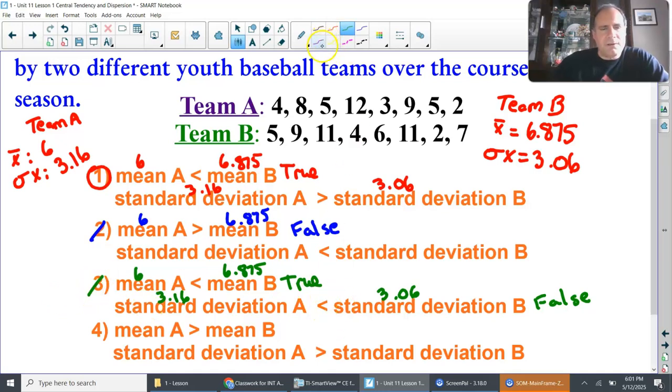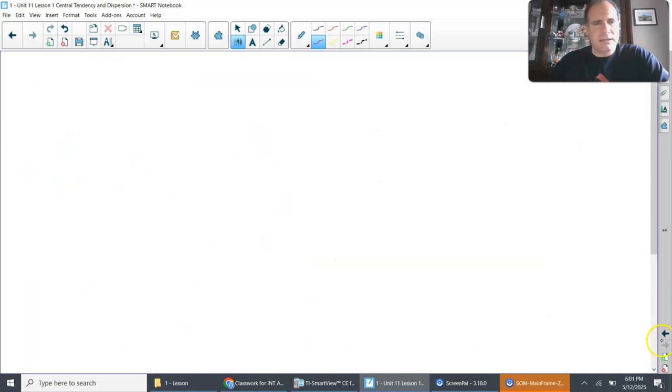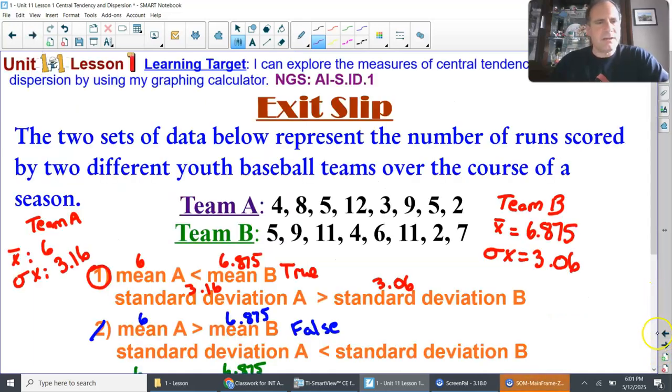And then the last one that we're going to do, the mean of A, which is 6, is that greater than 6.875? No, it's not. And that's false. And that's it. So 1 is your answer. And that's it for the lesson.